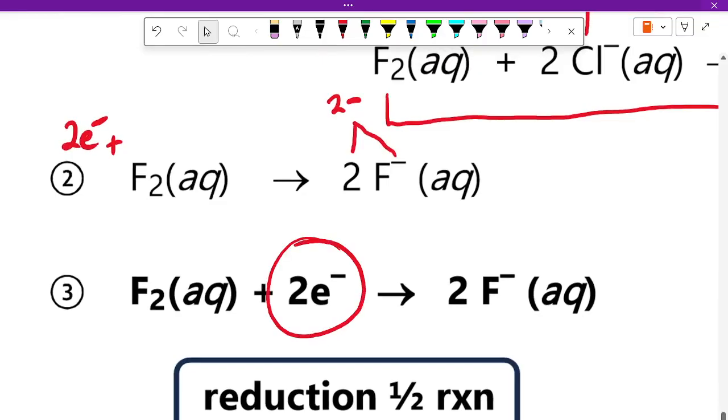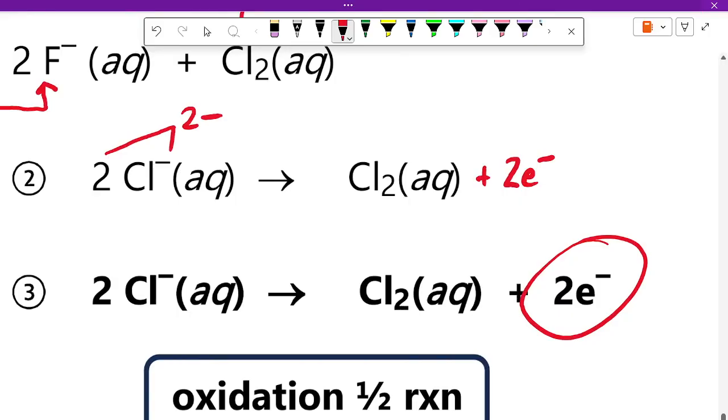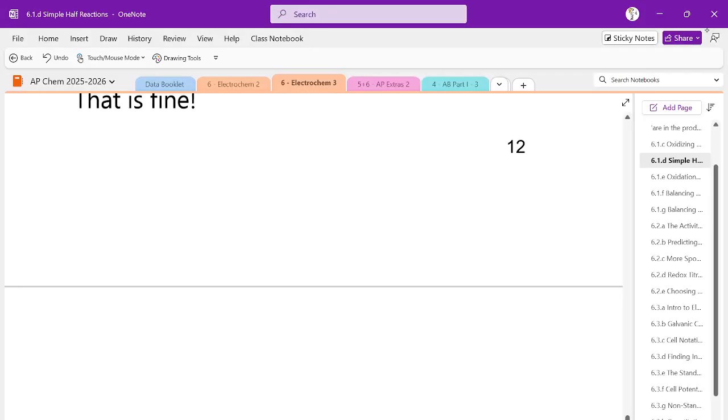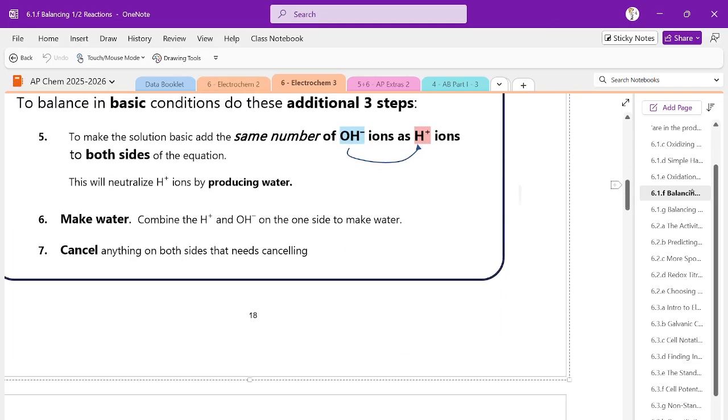This one, the electrons are in the reactants, they're being added in, they're gaining electrons. And over here we are losing electrons. Okay, and that's it for that. And now we're going to go to page 18.